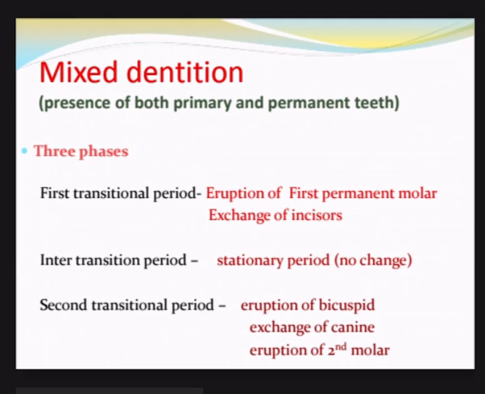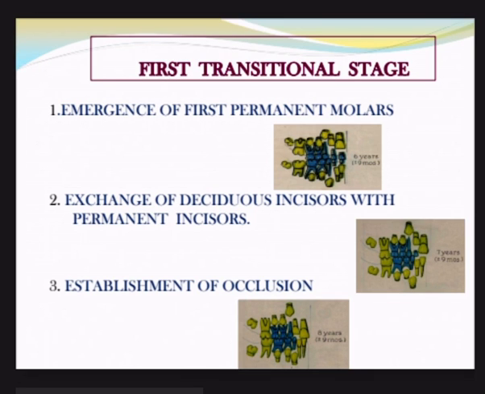Then there is an intertransition period which is a stationary period where there are not many changes happening, and finally the second transitional period where there is eruption of your premolars, that is bicuspids, the primary canines are exchanged by your permanent canines, and there is eruption of your second molar. Okay, these are the important events in your mixed dentition period. So coming to first transitional stage, as I told you, two important events: emergence of first permanent molar, and exchange of deciduous incisors with your permanent incisors. So this will mark the establishment of your occlusion.